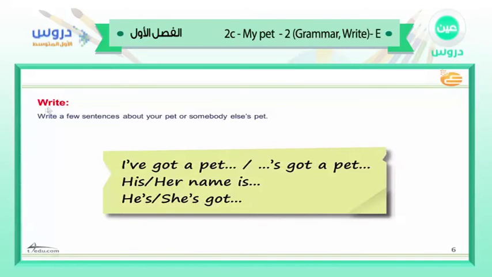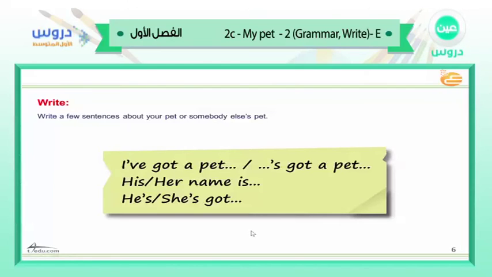The second thing that we have today is writing. Write a few sentences about your pet or somebody else's pet. For example, I'll write, I've got a pet. Or if you want to write about somebody else's pet, he has got a pet. His or her name is, he's got. As I said, you have to write about your pet and add more information, as much as you can. Okay, very nice. So I'll give you an example.